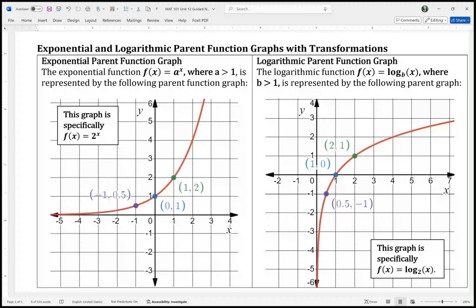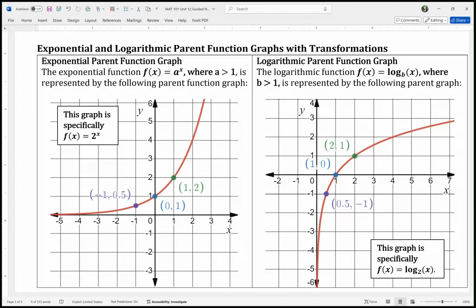We are looking now at exponential and logarithmic parent function graphs, and then we'll apply transformations to those. We have looked at a variety of different parent functions in the past. So these two are two additional ones that we want to add to this list that we already know. The first one is an exponential parent function graph. And so this is the one on the left.